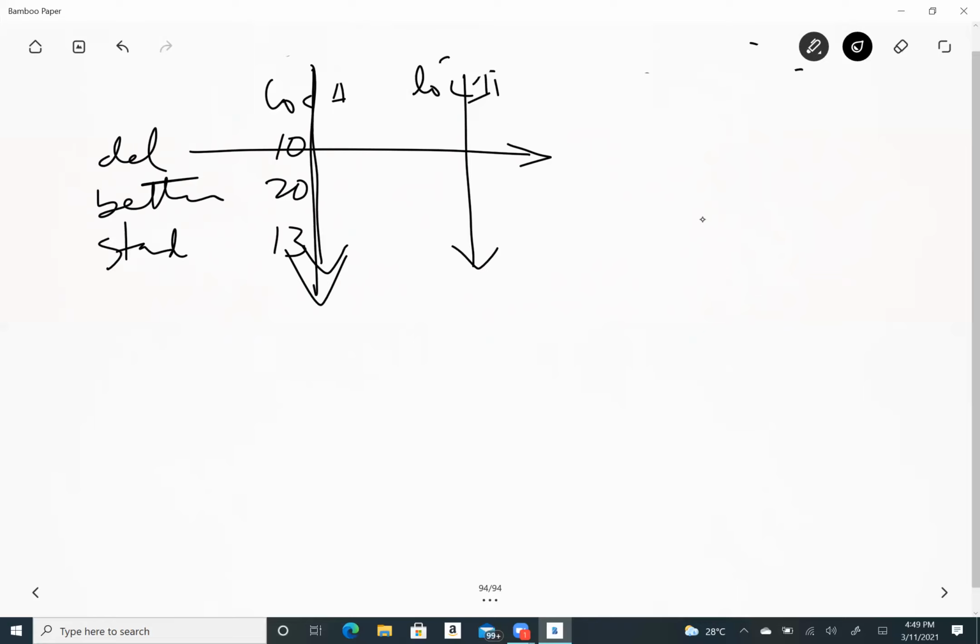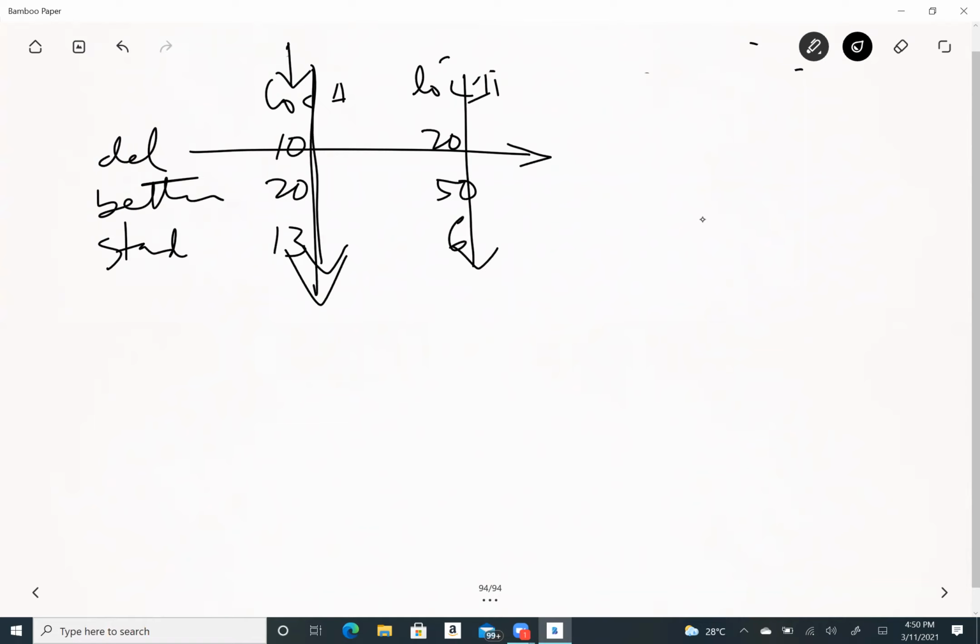The question goes by location, so you fill in according to the location. Location 1: deluxe, better, standard. What about location 2? It can make 20 deluxe, then 10, then 6. Okay, and then you go to the next part.